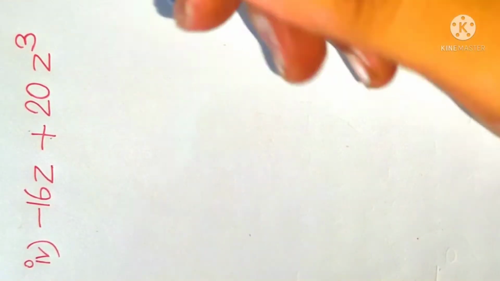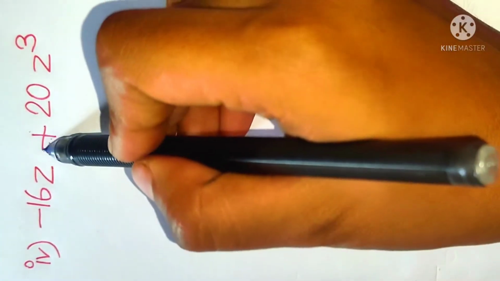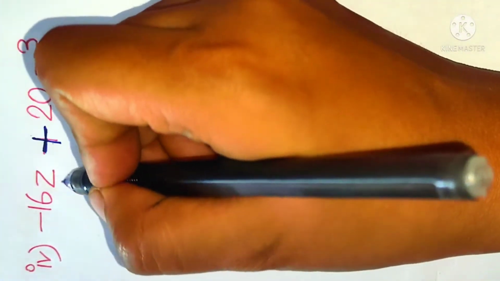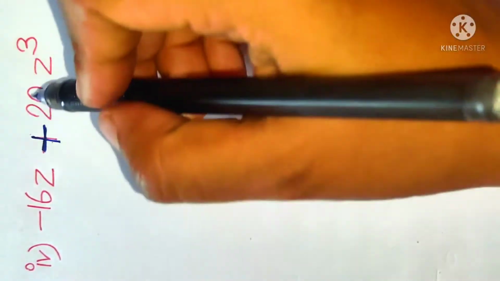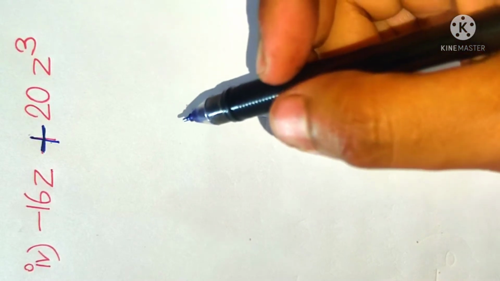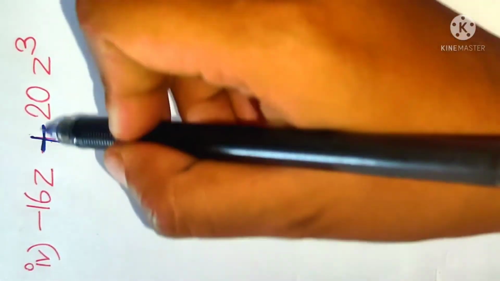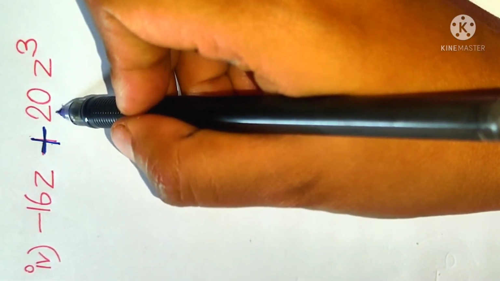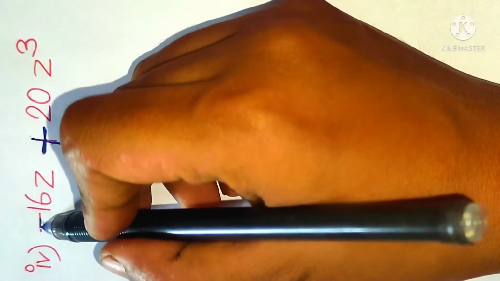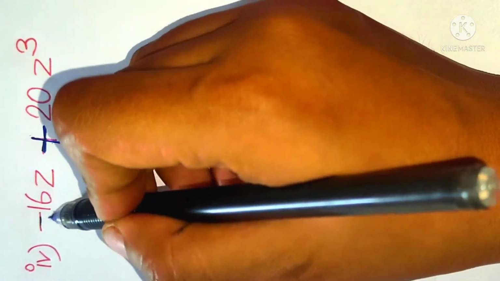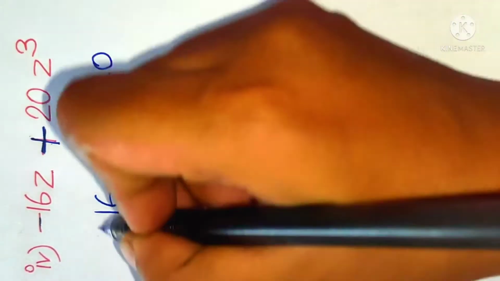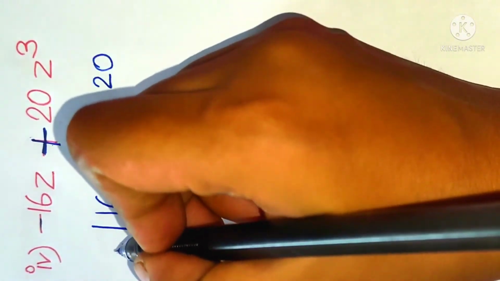So let's start with the next sum. Here we have plus as the separator. On the left hand side we have minus 16z, and on the right hand side we have 20zq. These are the two terms. Here we have 16 as the constant, here we have 20 as the constant. First, you need not take into consideration this minus. This minus is for the first term, but we will take only the number. So we have 16 here. Here we have 20. First we will find out the prime factorization.